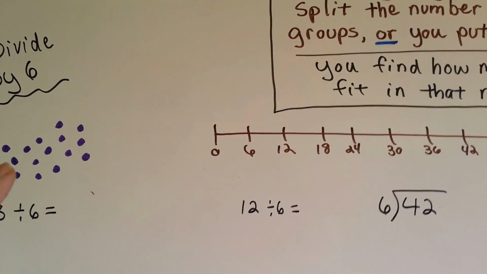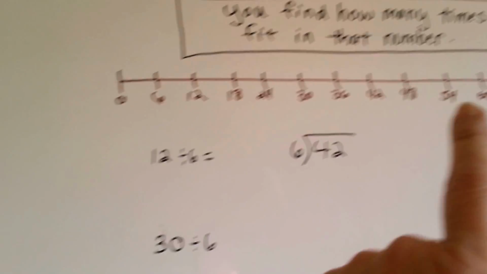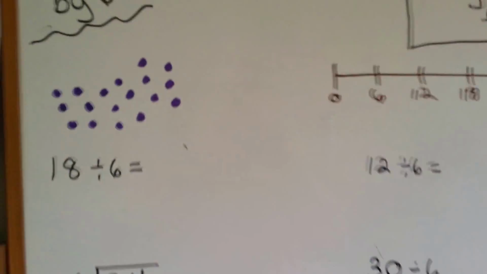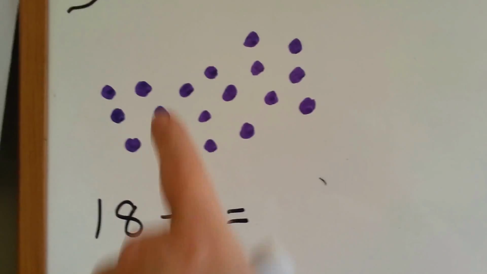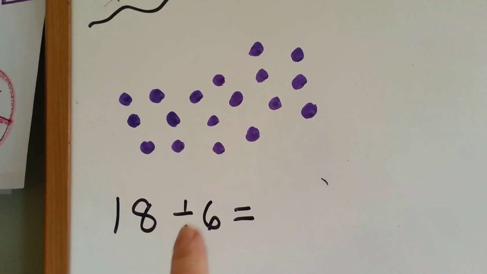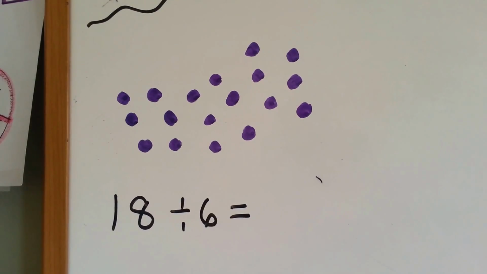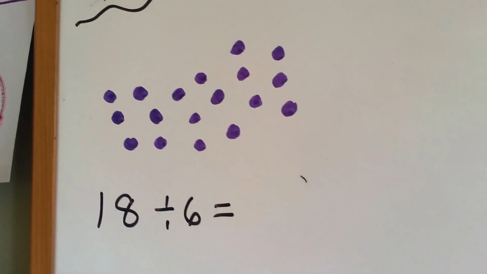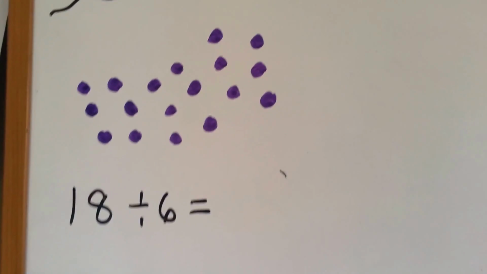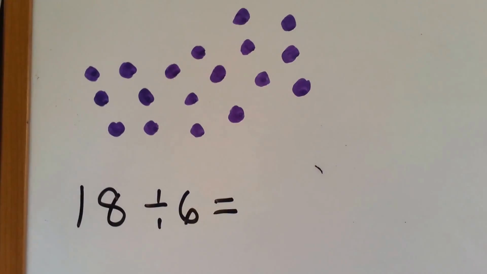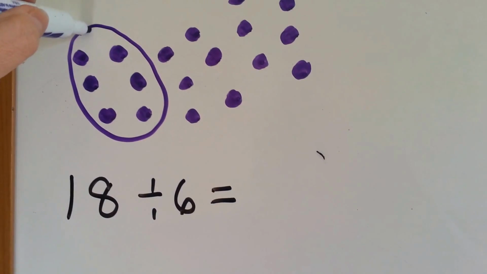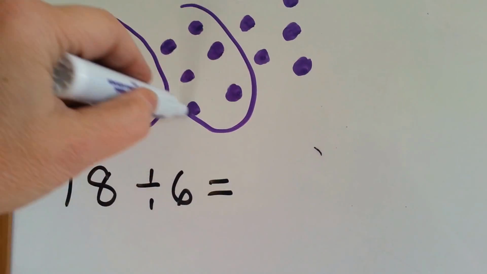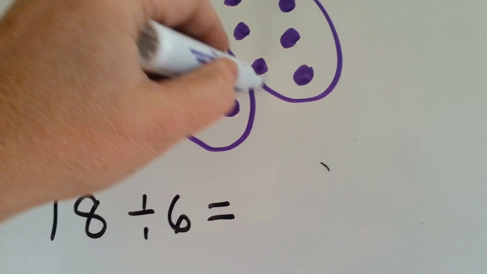Okay, so, like in our last videos, I've got dots, I've got a number line, and I've got groups, and we're going to go through each one to see how we can divide by 6. There's 18 dots here, and we need to put them into groups of 6. So, let's circle them with 6 in each group, okay? There's 6, there's another 6, and there's another 6.